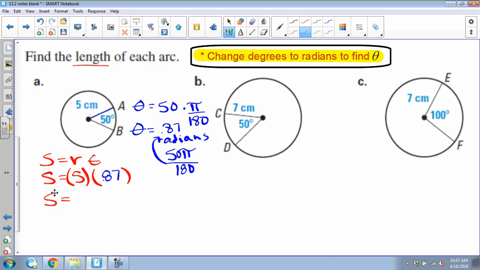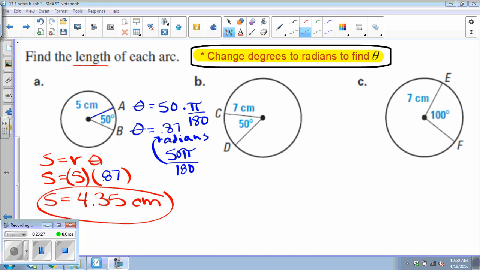.35. Now, centimeters. Very good. That's what I was going to make sure you add. That's an actual physical measurement, so you need to put centimeters. If it tells you the radius is so many centimeters, then your arc length is so many centimeters.